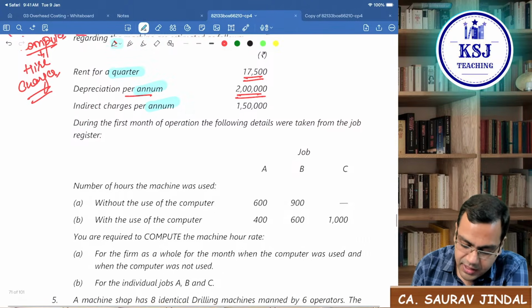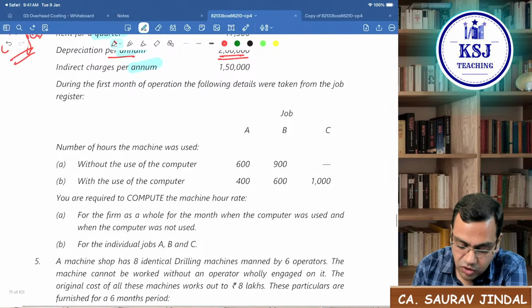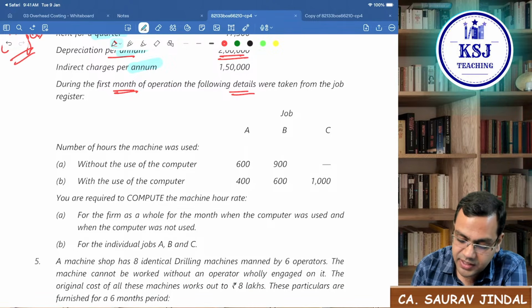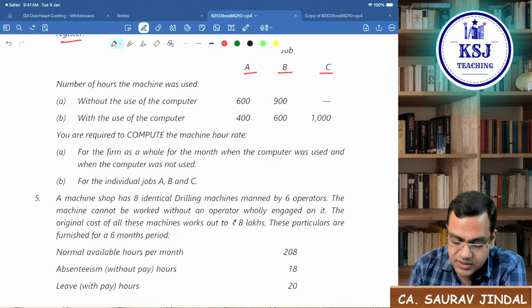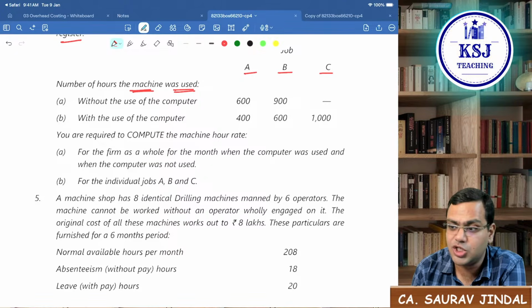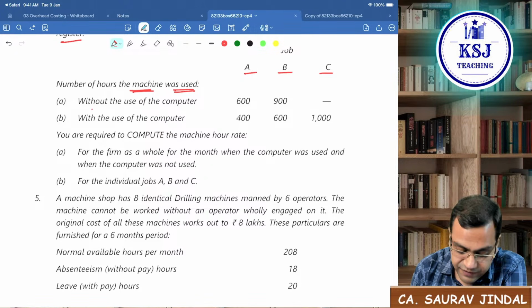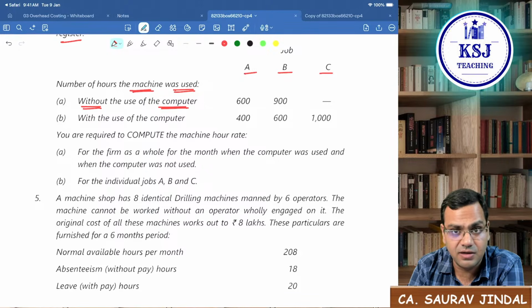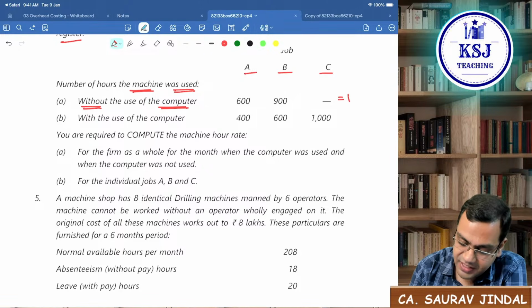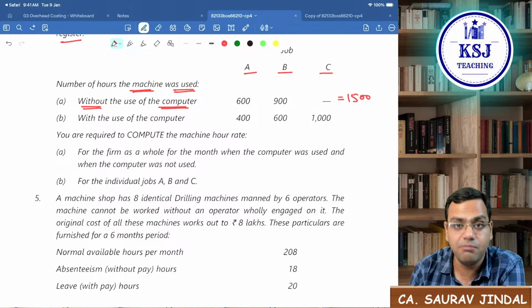During the first month of operation the following details were taken from the job register. So there are 3 jobs being done, A, B and C. What is given is the number of hours the machine was used. Machine hours are given to you. Without the use of computer, how many hours were there? 600 and 900. That is a total of 1,500 hours without computer.